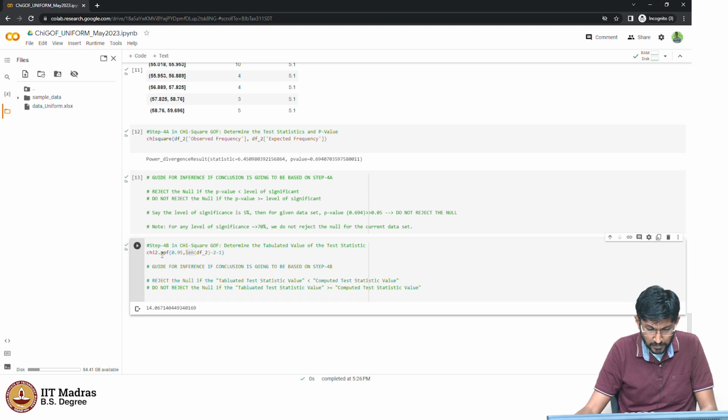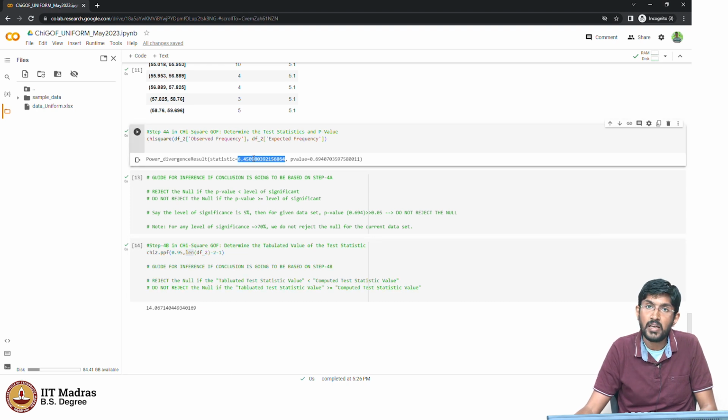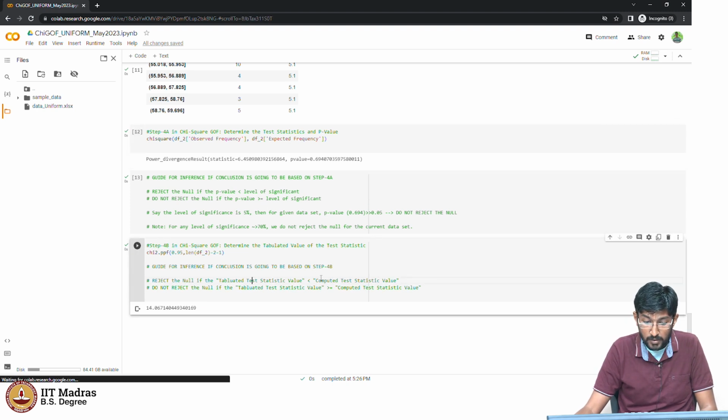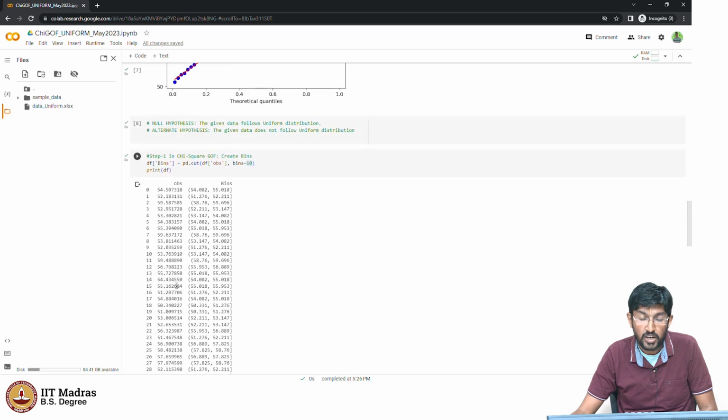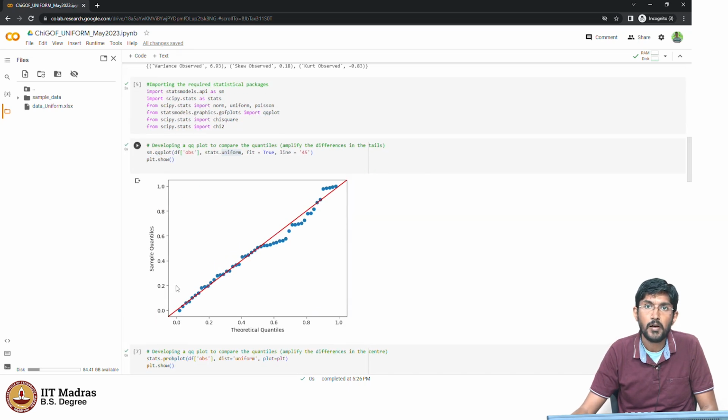The tabulated value is going to be 14, and since this tabulated value is greater than my 6.4, I would not reject the null hypothesis, and hence I can conclude that the original parent distribution is indeed coming from a uniform distribution. So this is how you perform the chi-squared goodness of fit test in Python.